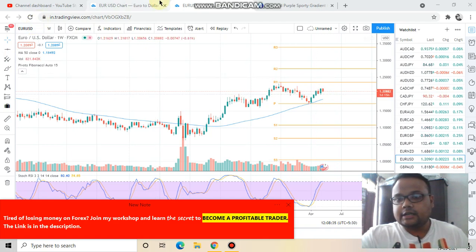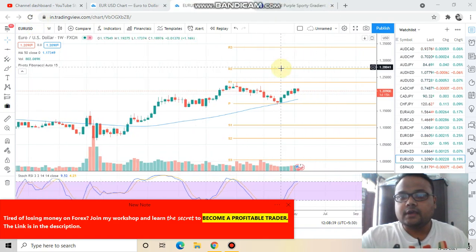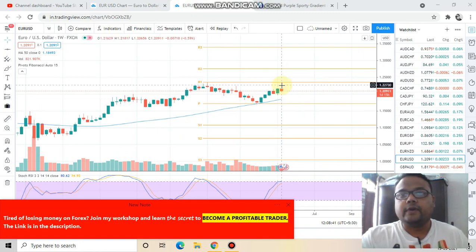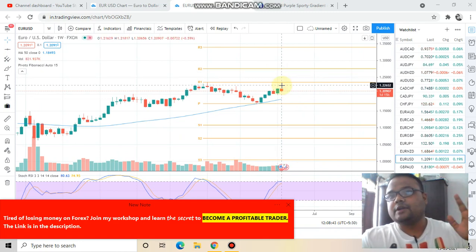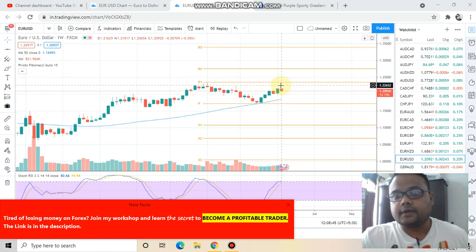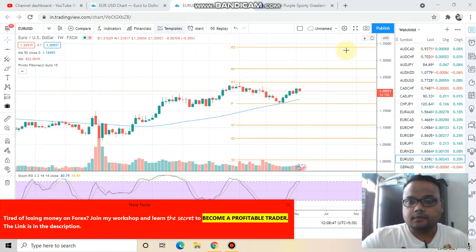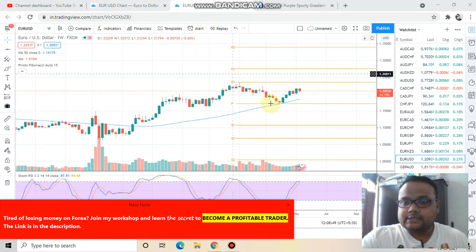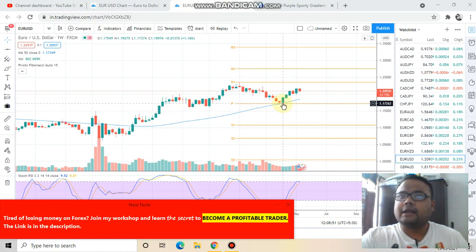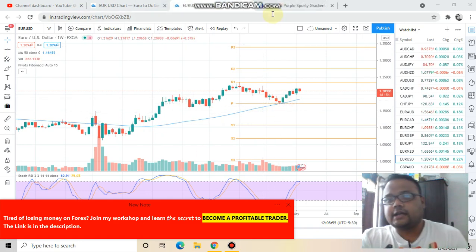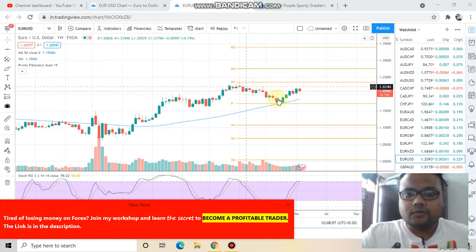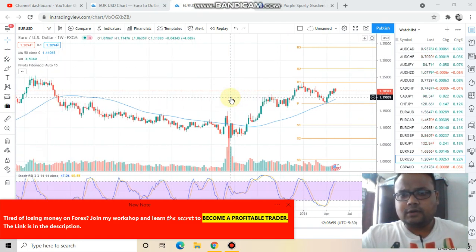So on the weekly chart, the market formed a green candle previous week, and this week the market has formed a red candle. So there is selling pressure present in the market this week. And we can see that on the weekly chart the market is taking support at the 50 moving average, which is a good sign.